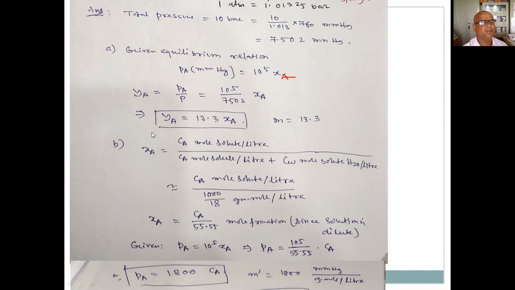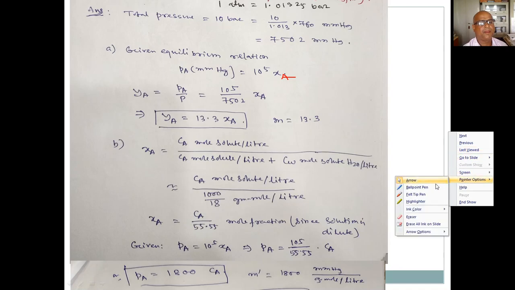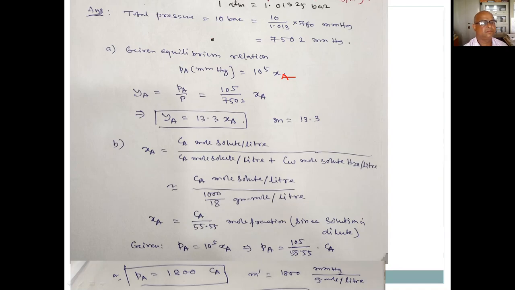So this is my relation in terms of YA, mole fraction of A in gas phase, and mole fraction of A in liquid phase. That is the Henry constant. Henry constant is 13.3. And it was given in this form. Now I have to convert this in this form.